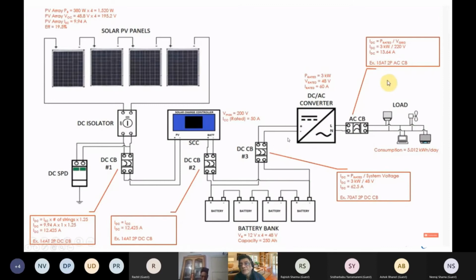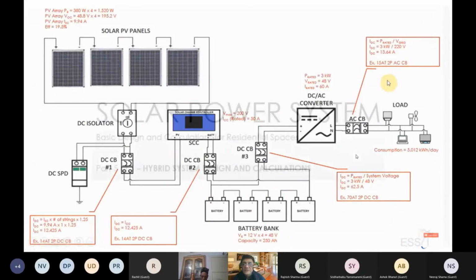2-pole circuit breaker at this place. And here the output is 3 kilowatt and the output voltage is 220 volt. So divide it and you get 13.64 amperes. We select the next higher rating for this circuit breaker, and that is a 15 ampere 2-pole circuit breaker. So this is the way you have designed the elements of your distribution board.